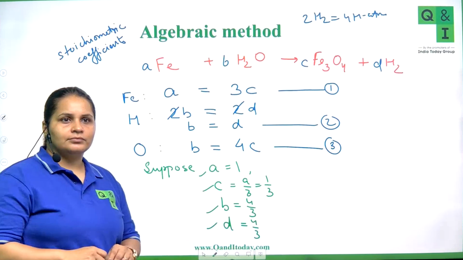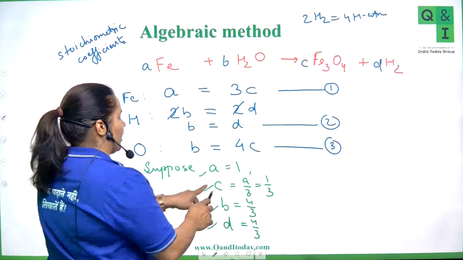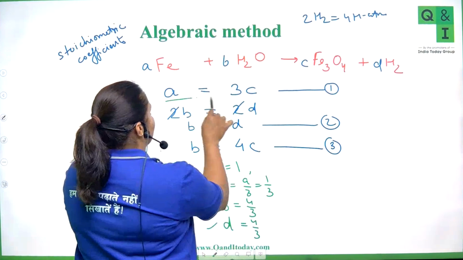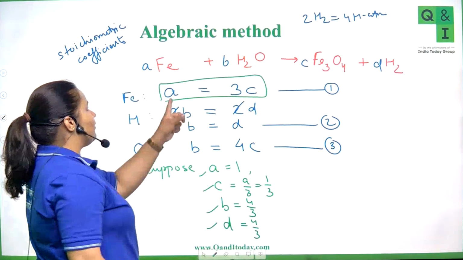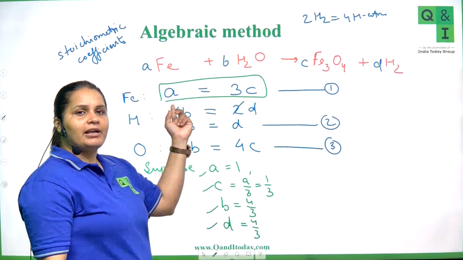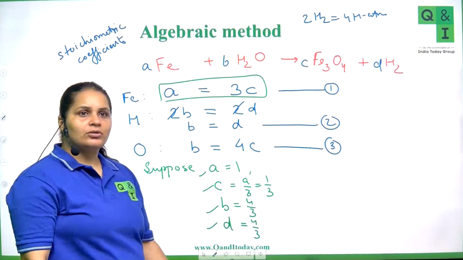Ma'am, how did we reach C? Okay. So for C, look at this equation. We took A is equal to 1. So C will be equal to A by 3, right? Yes. Okay. Anyone else got doubt in anything?